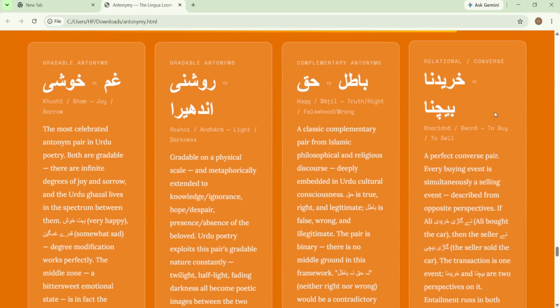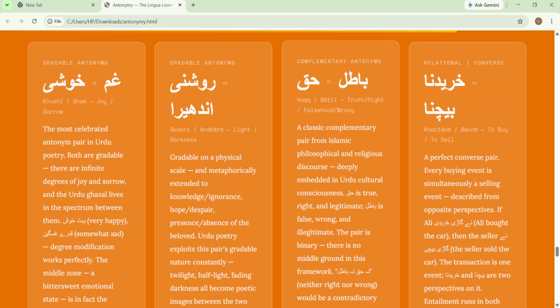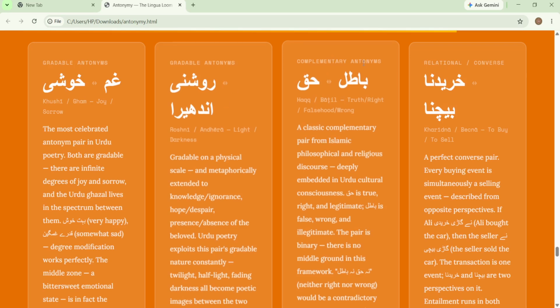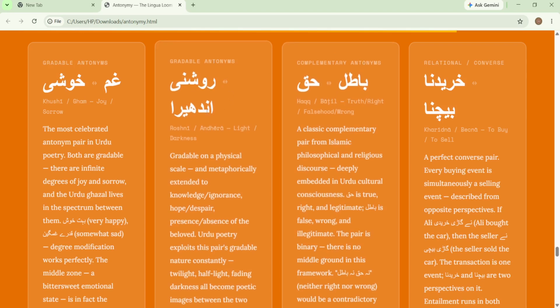Relational, complementary: it is the same as English. Here, for example, batil and haq, which is truth. Haq is truth, or right, and batil is falsehood, or wrong. Then roshni, andhera: these are gradable antonyms. Roshni is light, andhera is darkness. They can be more light or dim light, like fading darkness.